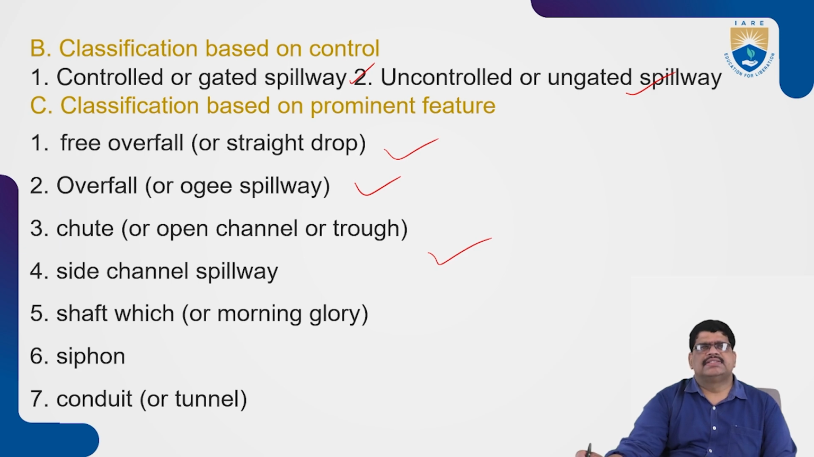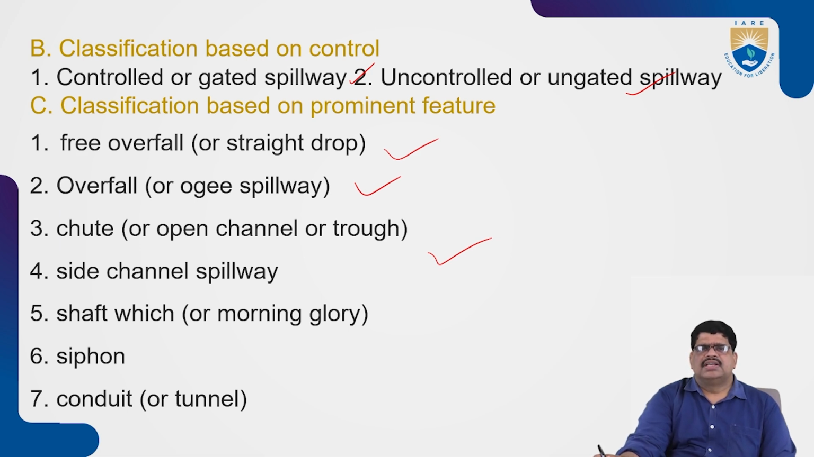Next one is the side channel spillway. As we discussed, it can be provided on the side, not only above or nearby. On the side, the overflowing water is collected and sent through the spillway. That is called a side channel spillway. Next, shaft or morning glory. A shaft type, the morning glory, can also be provided as this type of spillway.